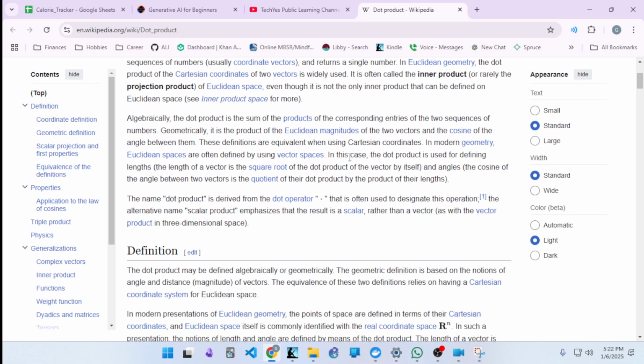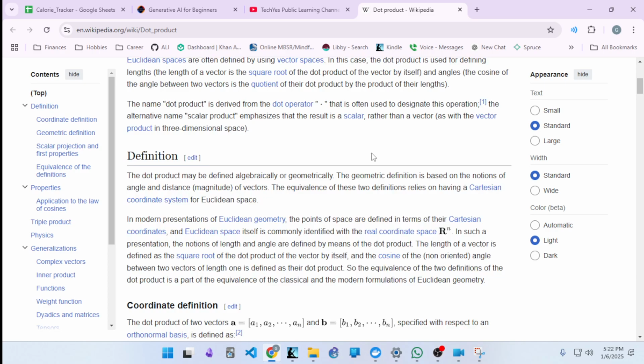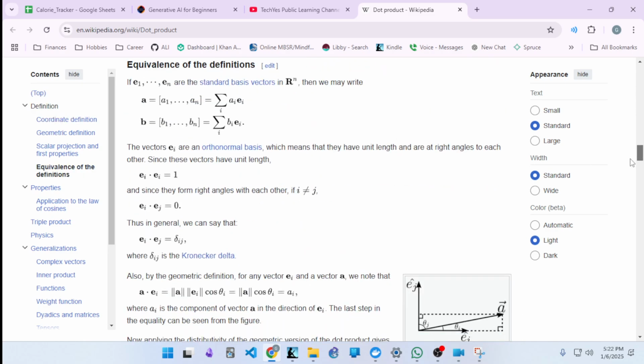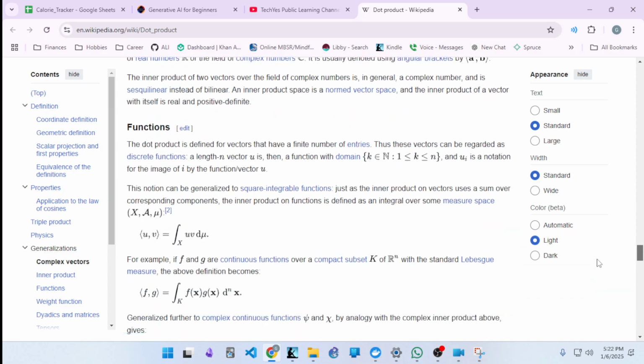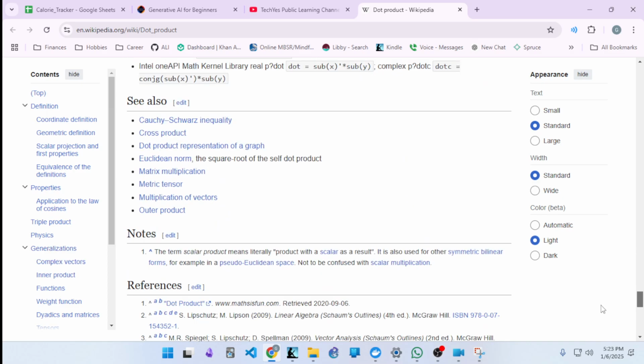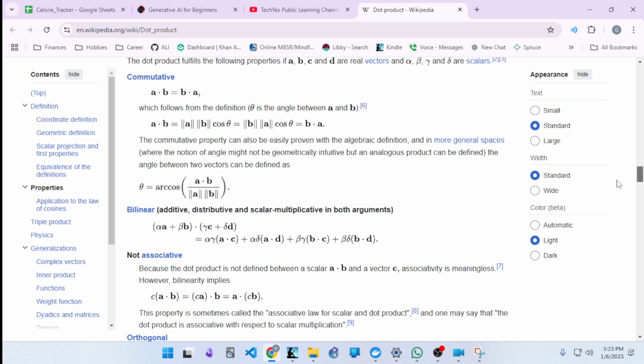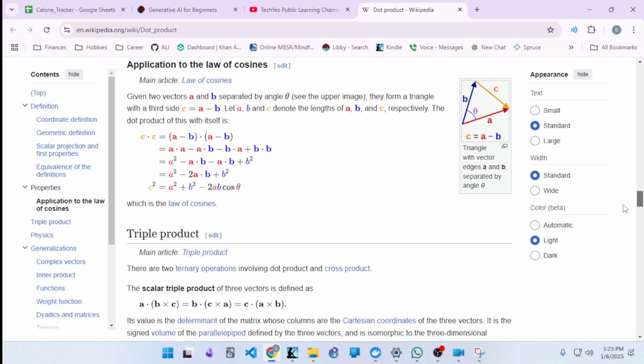Okay, so this is something that should be a little familiar to anyone who went through high school mathematics, but definitely probably not something that's stuck very hard.